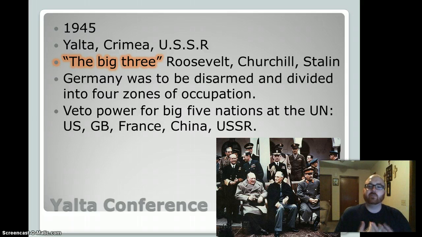All right, Germany was to be disarmed and divided into 4 zones occupied by the USSR, France, Great Britain, and the United States. They would each get part of Germany to be divided up. And then we also give veto power to the Big 5 nations in the UN: the US, Great Britain, France, China, and the USSR. So at the Yalta Conference, the Big 3 divide up Germany and set veto powers for the Big 5 in the United Nations.